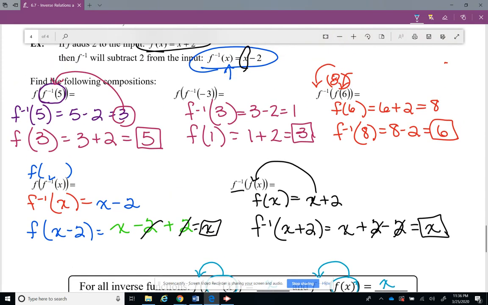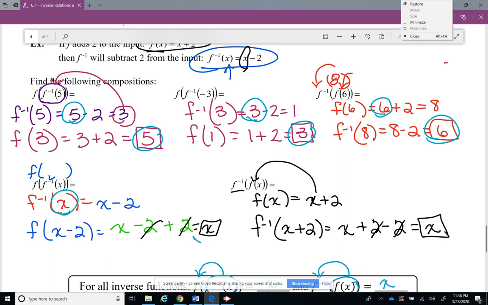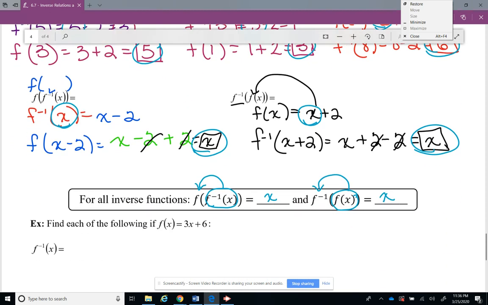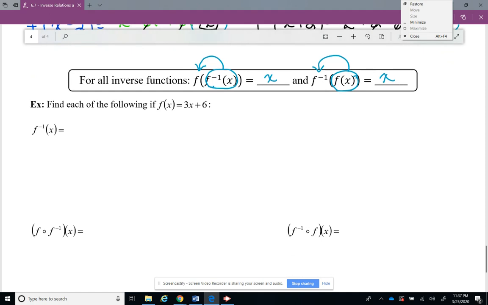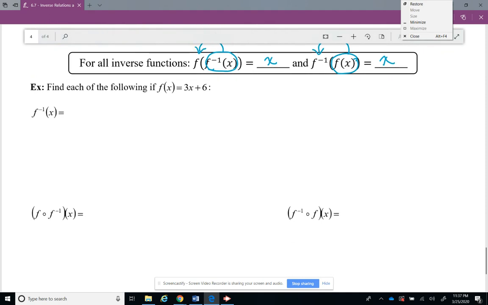Let's go back up here. I'm going to do this with blue. I started out with 5. I ended up with 5. I started out with 3. I ended up with 3. I started out with 6. I ended up with 6. I started out with x, and I ended up with x. It's like what you put into something, you get out of it. If you put a lot of work into something, you're going to get a lot out of it. That's a hint. Do your homework.